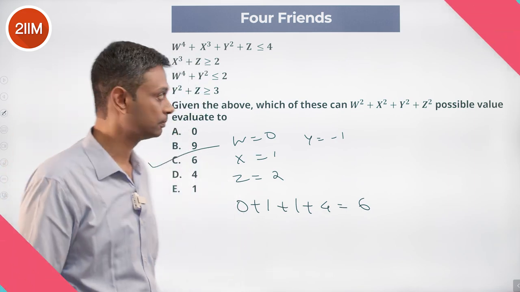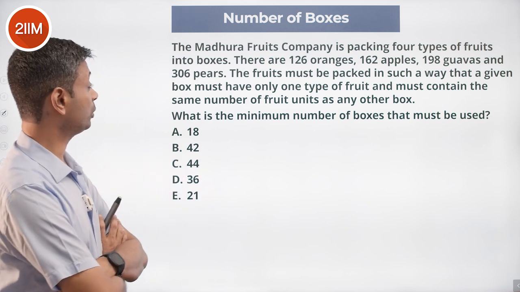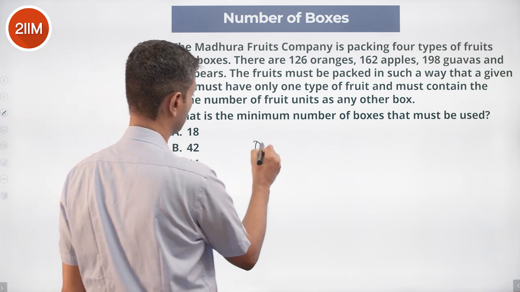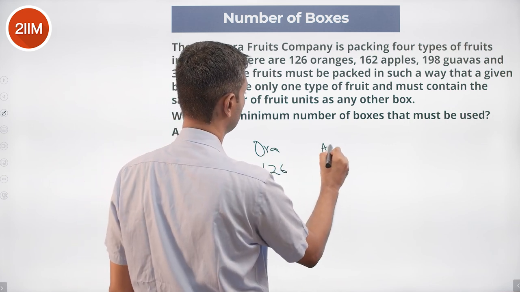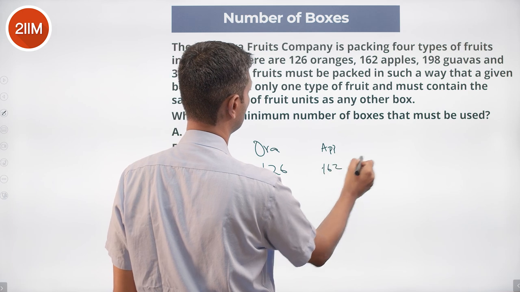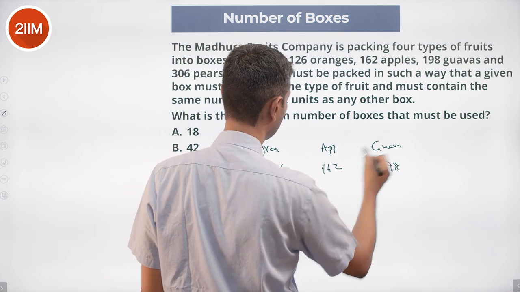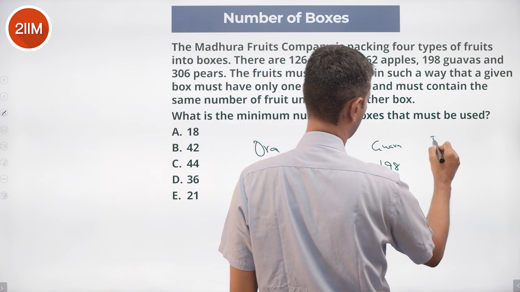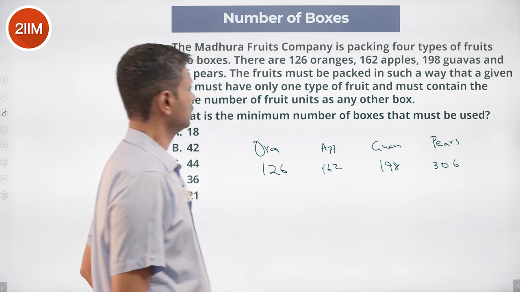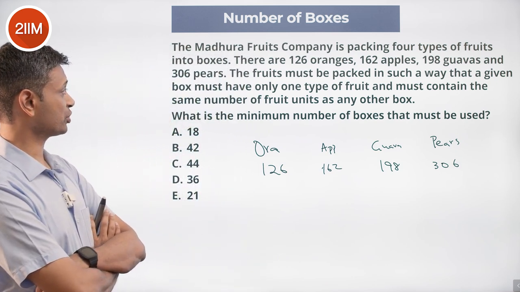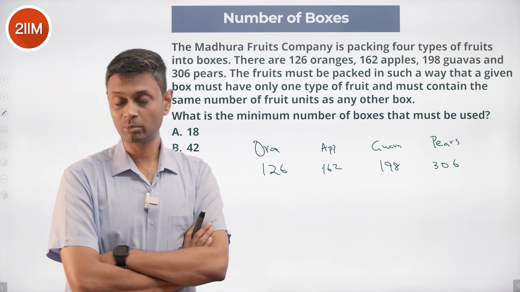Nice, beautiful question. The Madura Fruits Company is packing 4 types of fruits: 126 oranges, 126 apples, 162 guavas, and 198 pears, 306. The fruits must be packed in such a way that a given box must have only one type of fruit and must contain the same number of fruit units as any other box.